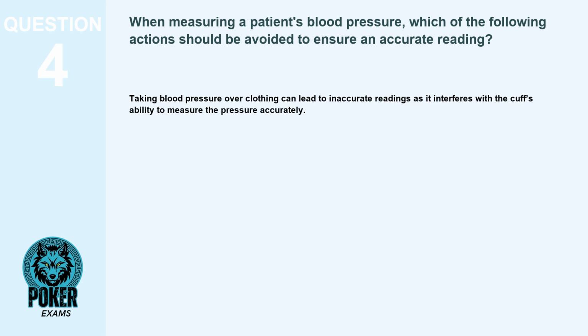Taking blood pressure over clothing can lead to inaccurate readings as it interferes with the cuff's ability to measure the pressure accurately.